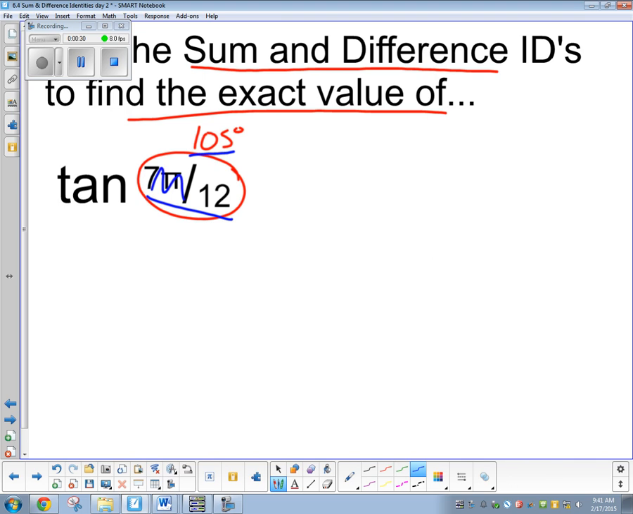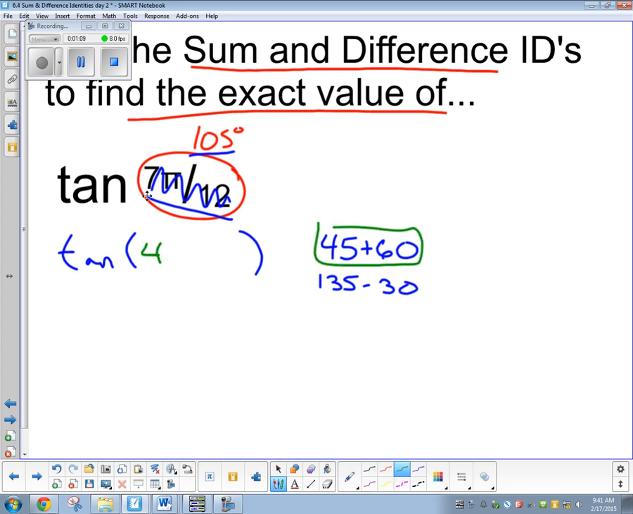Then, just like before, we want to think about two angles that either add or subtract to get us 105 degrees. So we look at our unit circle. I need to figure out two angles that either add or subtract to get 105. 45 and 60 could work. Anybody come up with anything else? About 135 minus 30. Doesn't that get you 105? Yeah? Which of the two do we want to pick? The first one. Okay? We talked about it a long time on Friday.